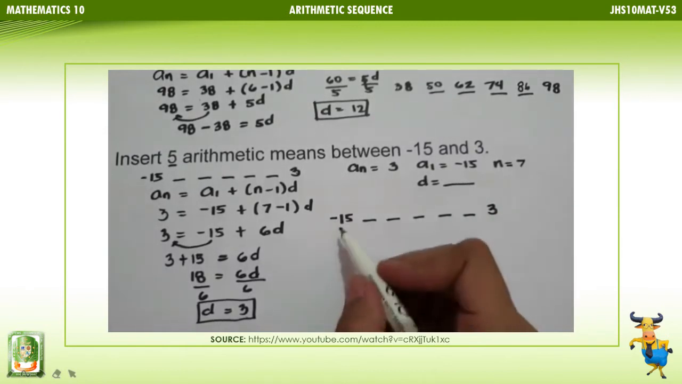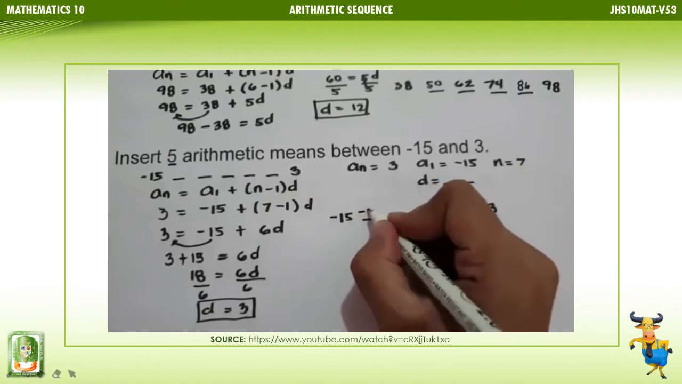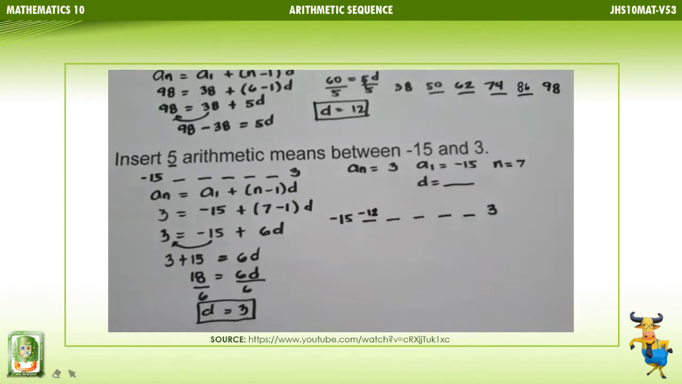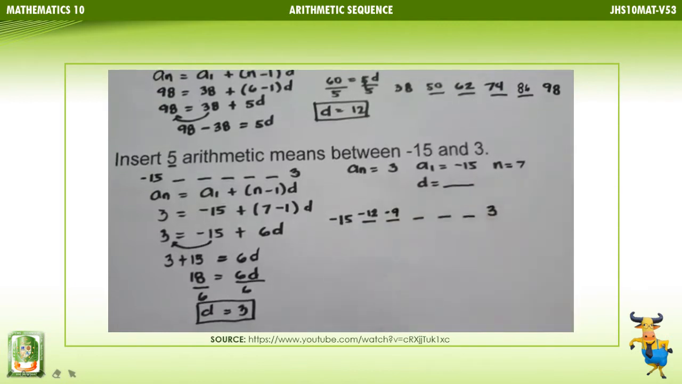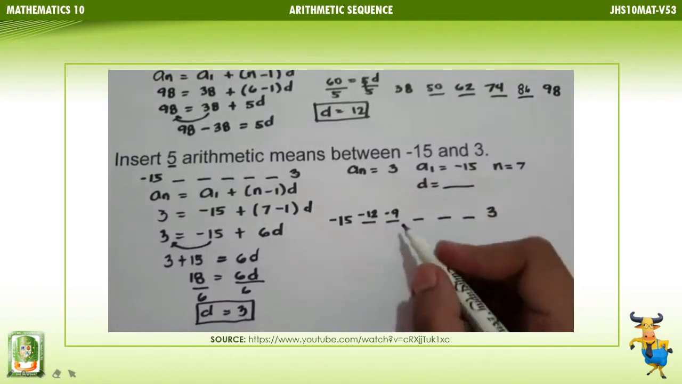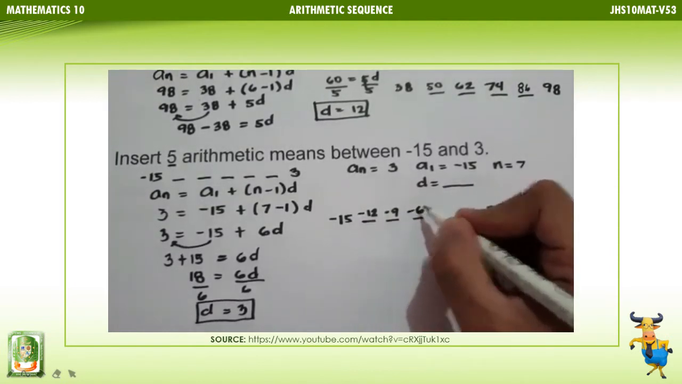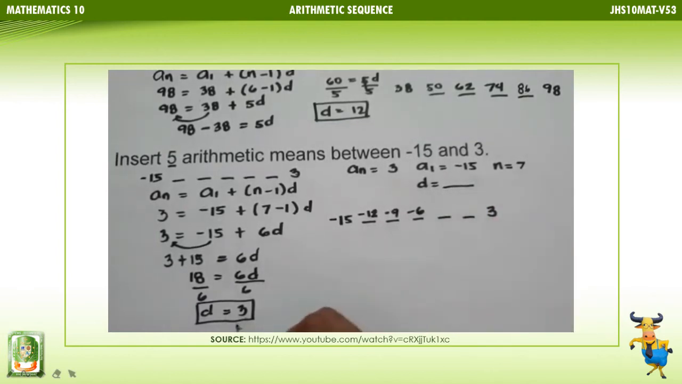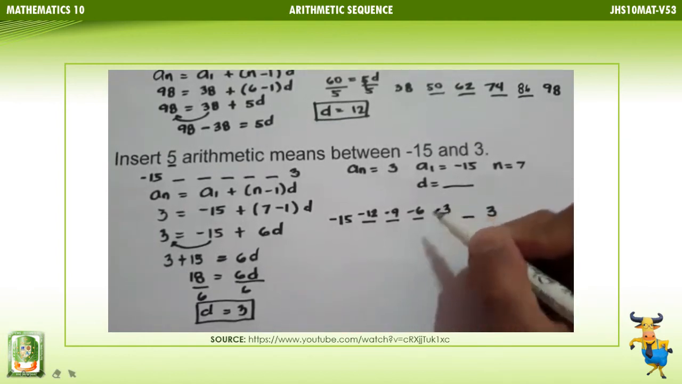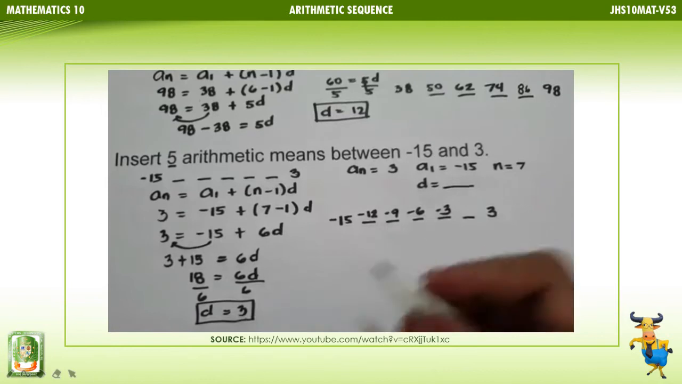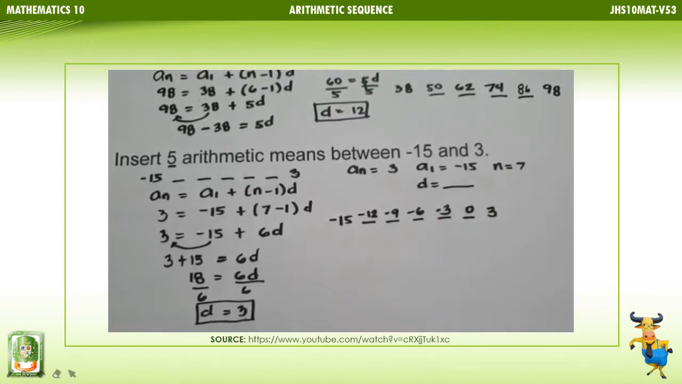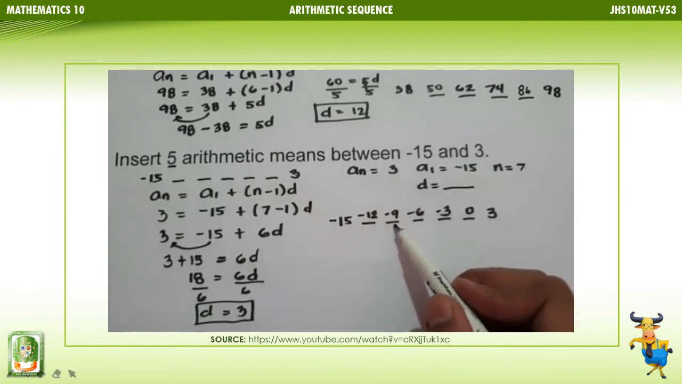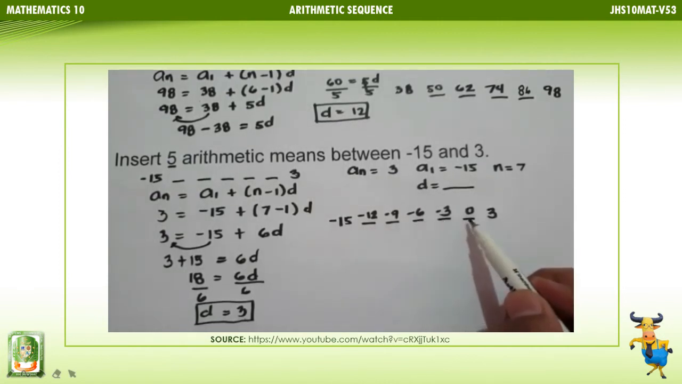So we have here negative 15 plus 3 is negative 12. Negative 12 plus 3 is negative 9. Then negative 9 plus 3 is negative 6. Negative 6 plus 3 is negative 3. Negative 3 plus 3 is 0. So therefore, the 5 arithmetic means between negative 15 and 3 are negative 12, negative 9, negative 6, negative 3, and 0.